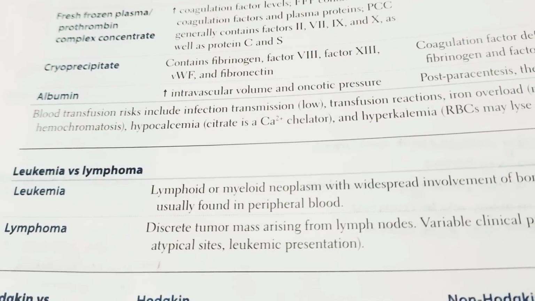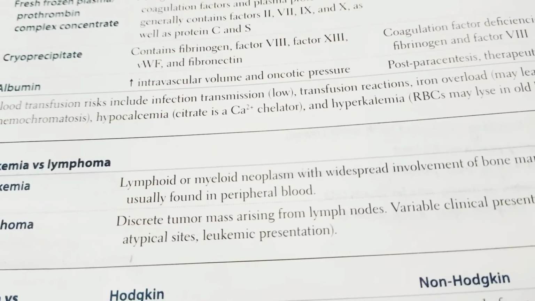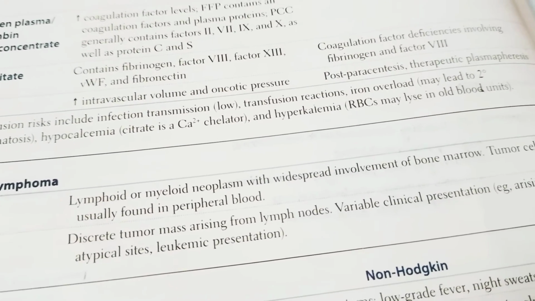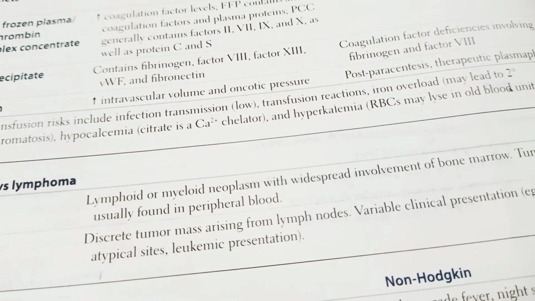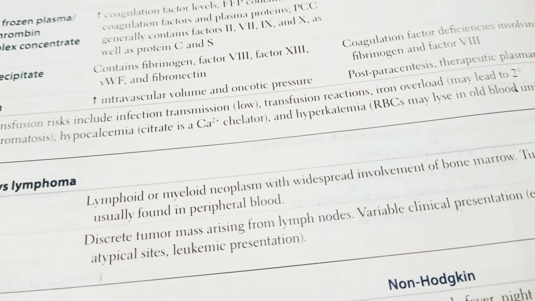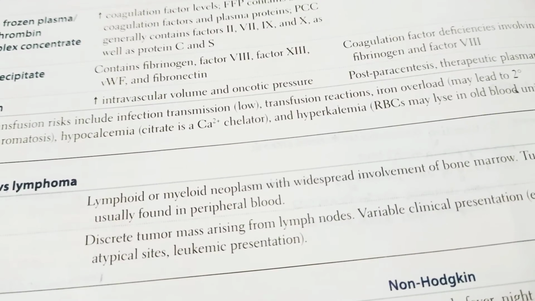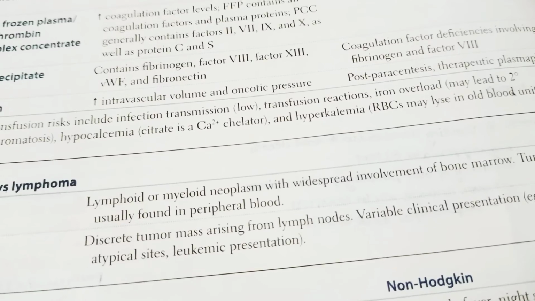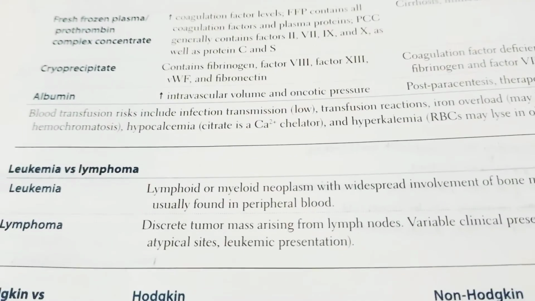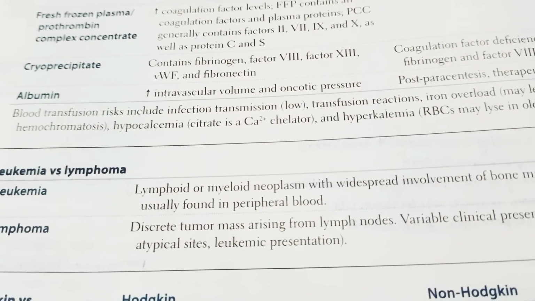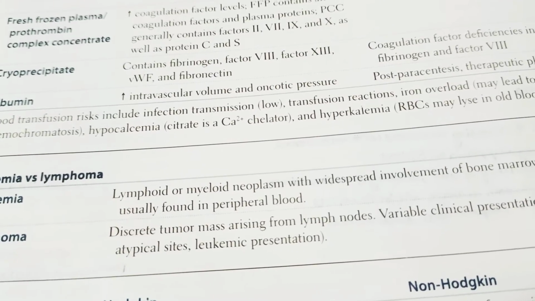Next, coming to leukemia and lymphoma. Leukemia means lymphoid or myeloid neoplasm, which is involving the bone marrow, and they are actually found in peripheral blood. Okay, so they are found in blood, and they are neoplasms with involvement of bone marrow. Whereas lymphoma means it is a tumor arising from lymph nodes. Okay, inside the lymph node.